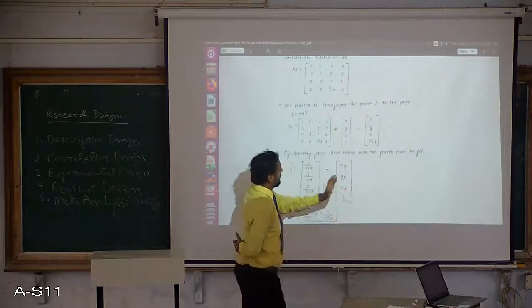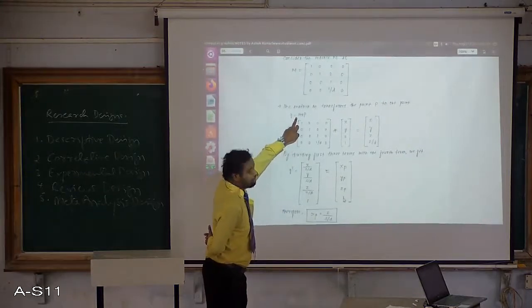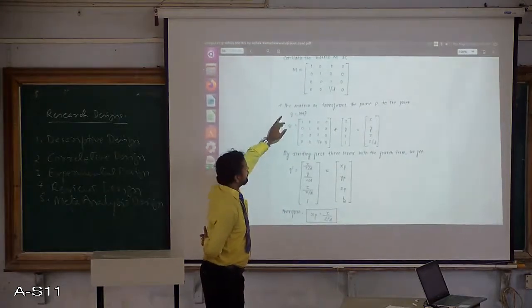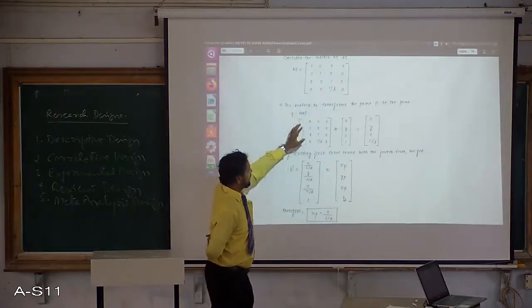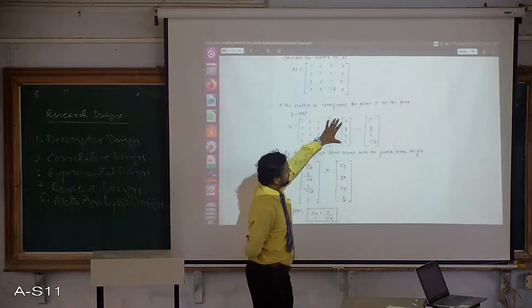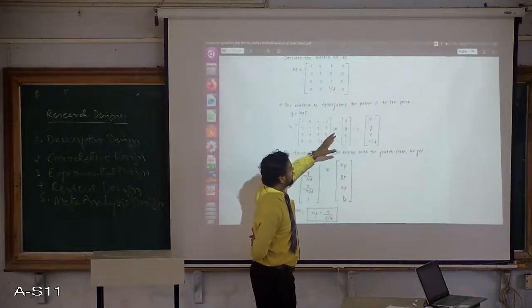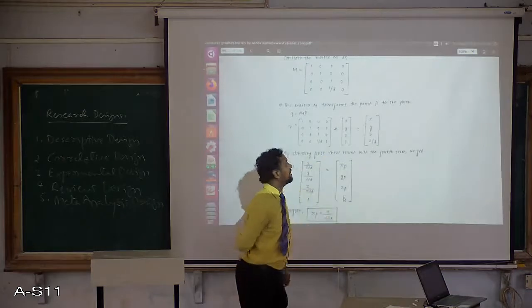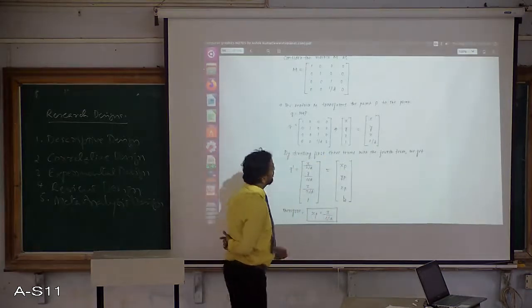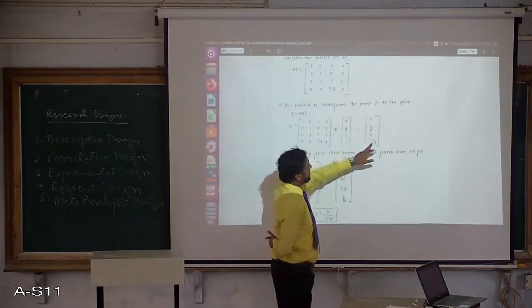So how can Q be obtained? Q will become M into P. So Q is equal to the M matrix above, and you already know the P matrix value is x, y, z, 1. So I multiply this, and I get the resultant matrix which is the Q point. So Q is x, y, z, z by d.